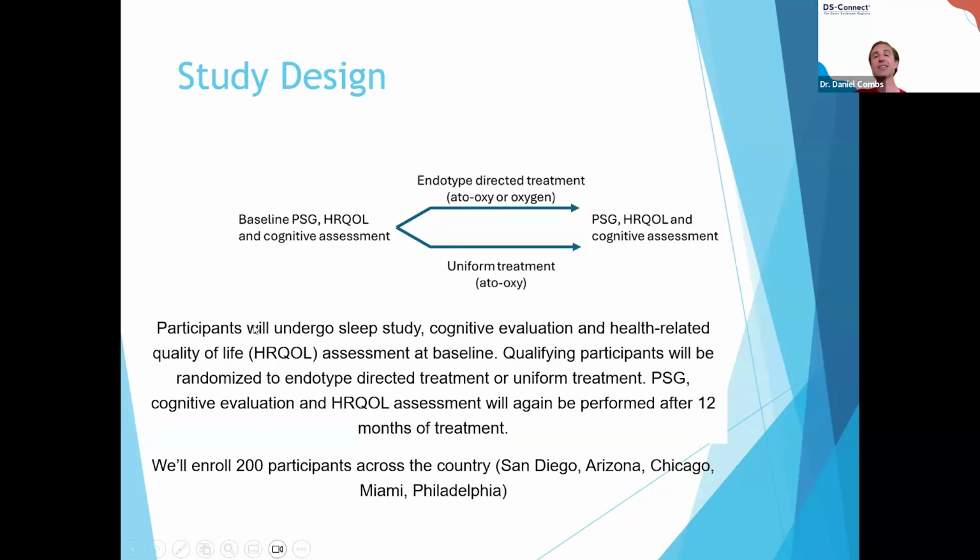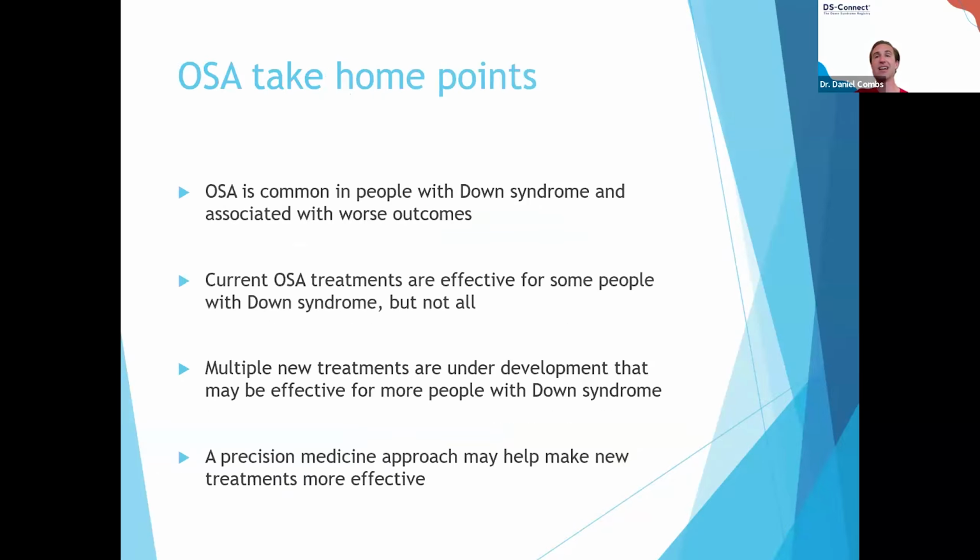So this is going to be 200 participants from across the country. We're going to have sites in San Diego, Tucson, Chicago, Miami, and Philadelphia. This is opening hopefully in early February of 2026. And so you'll hopefully hear more about this once the study is open. But this is kind of where we're going in the future.